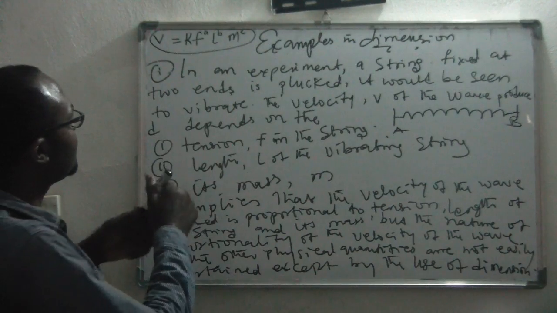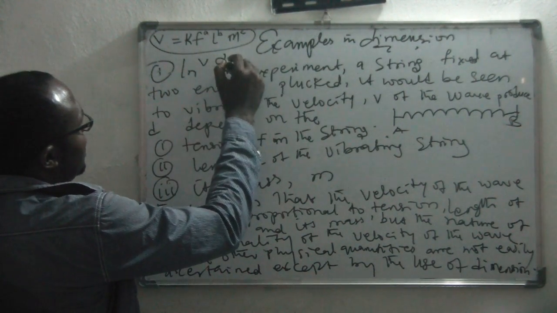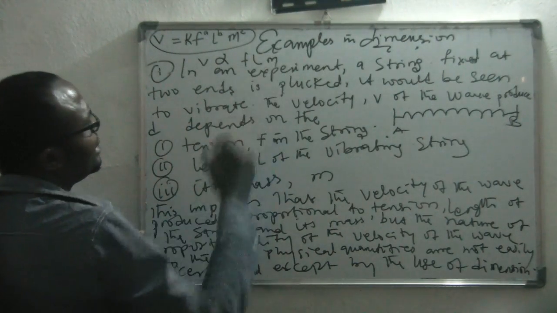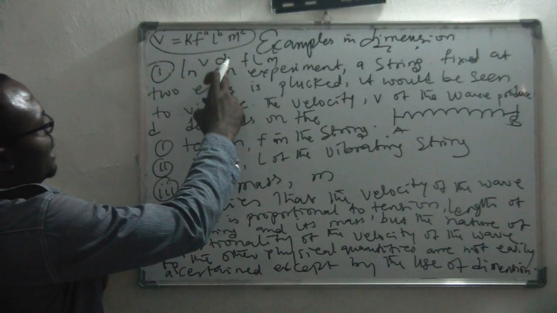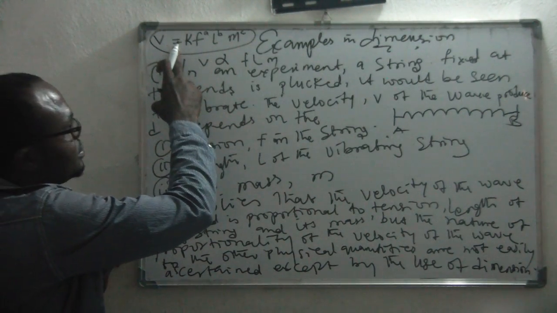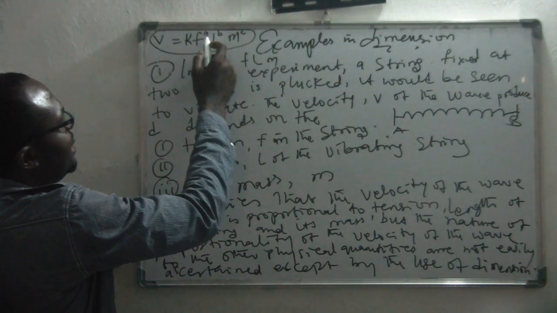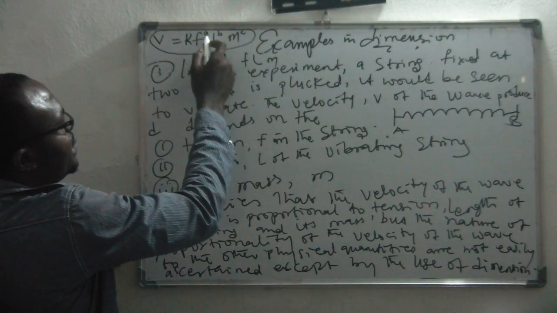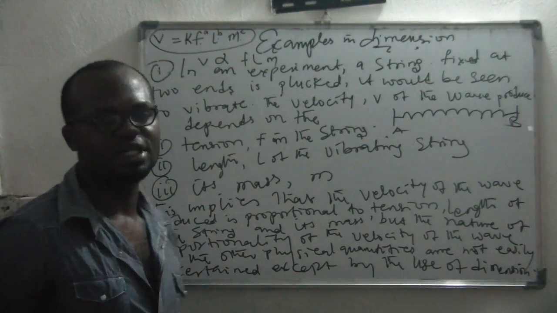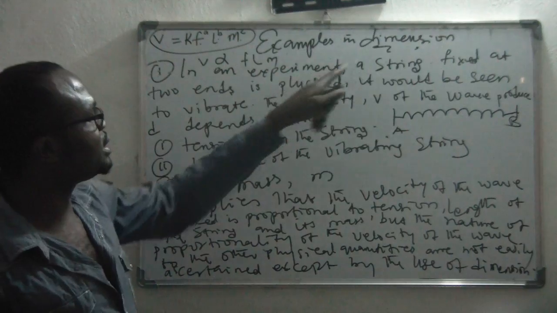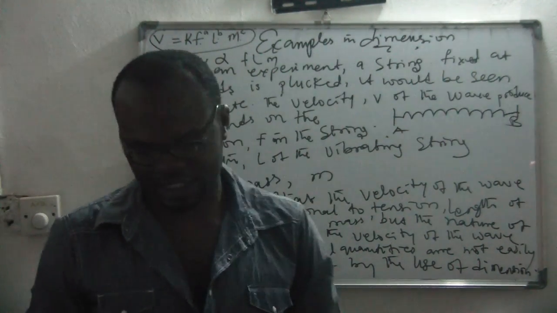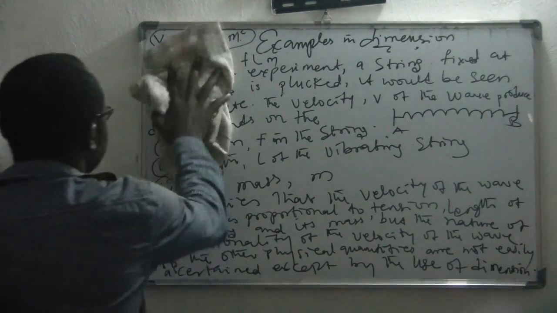Now by implication, the velocity is proportional to tension, length, and mass. If you remove the proportionality and introduce a constant known as k, you now put equal to. But now you don't know the degree to which the tension, the length, and the mass affect the velocity, which is what we are going to use dimension to find, so that we can establish the actual formula.